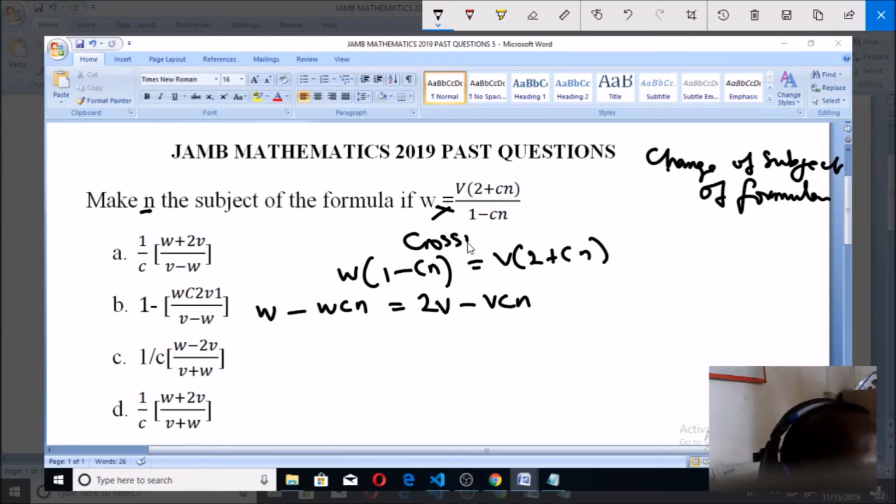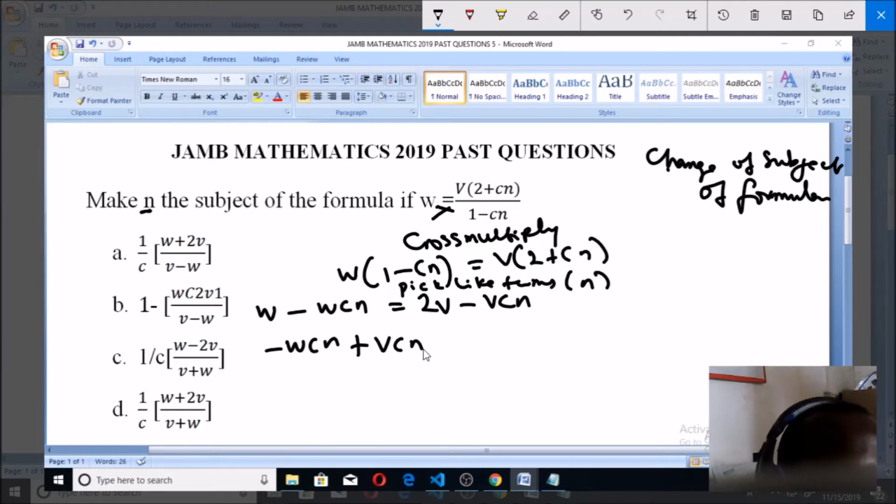So the first thing you do is to do what? Cross multiply, so that you can get n to one side. So pick like terms in n. So we have minus wcn because it has n. This one going over to this side will now be plus vcn equal to, this one is still here, 2v, this one coming over minus w.